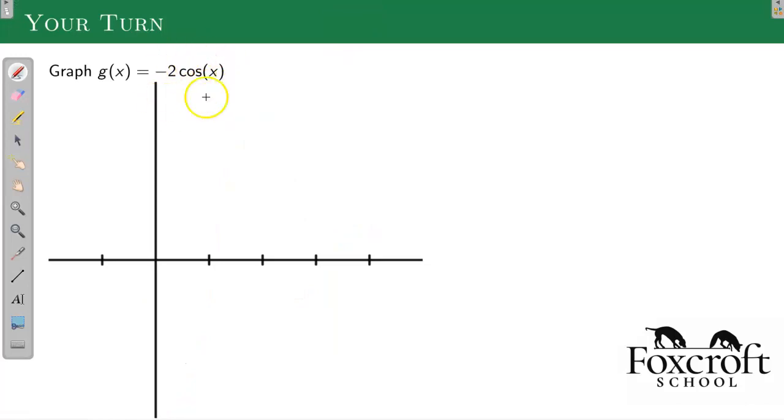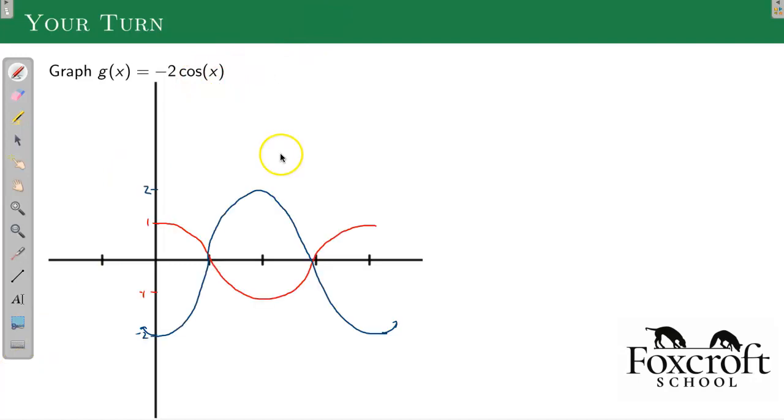Here's one for you to try. You're going to try -2 cosine of x. And I'll show you the answer in 3, 2, 1. Your final answer should look like this. I drew the original cosine graph in red, and the -2 cosine graph, I flipped it and made the waves bigger.